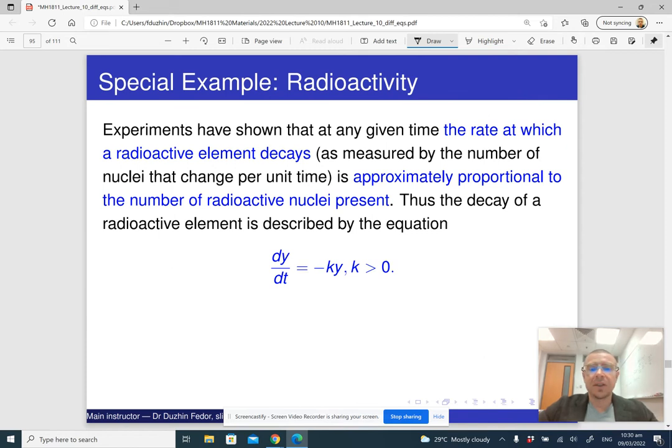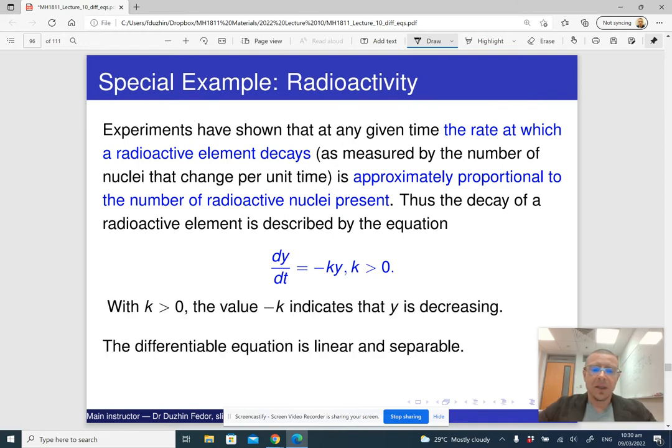Now, here is a different example. Essentially, it is the same differential equation. So if you have a radioactive material, then basically the rate at which it changes is also proportional to the amount of material, but now the coefficient of proportionality is negative, right? Because it is exponential decay rather than exponential growth, right? And basically it is described by the same equation, only now the coefficient in front of y is negative.